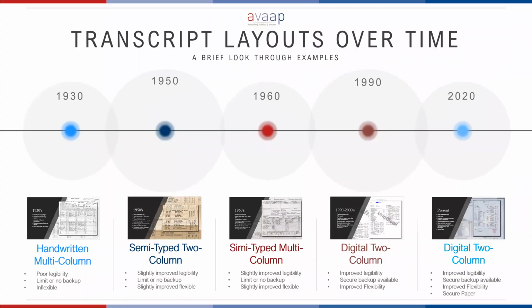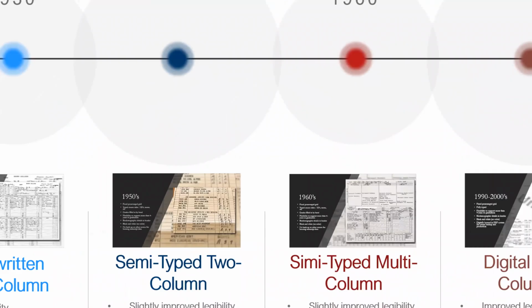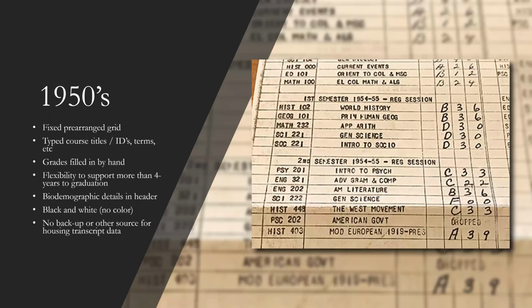So jumping over to 1950, we can see that the biggest difference is the use of type instead of handwriting. While there are still some handwritten elements here, and the transcript is a bit easier to use because it takes advantage of technology available at the time, it still carries over the majority of formatting options from the past.